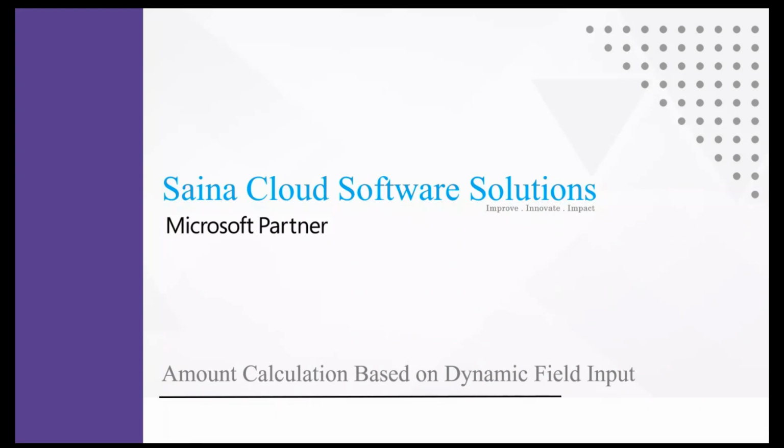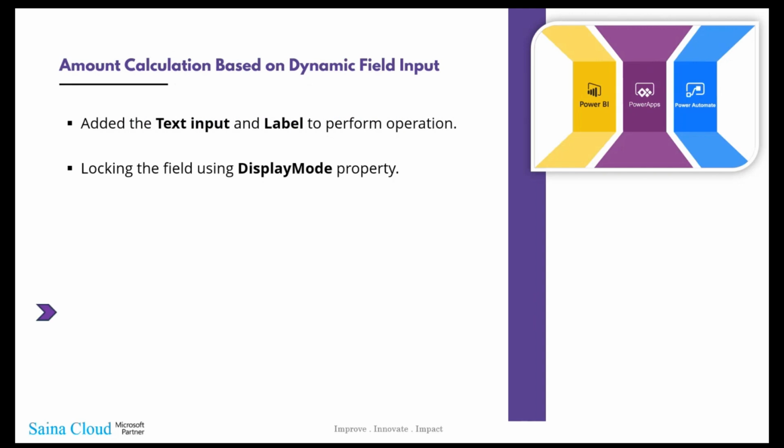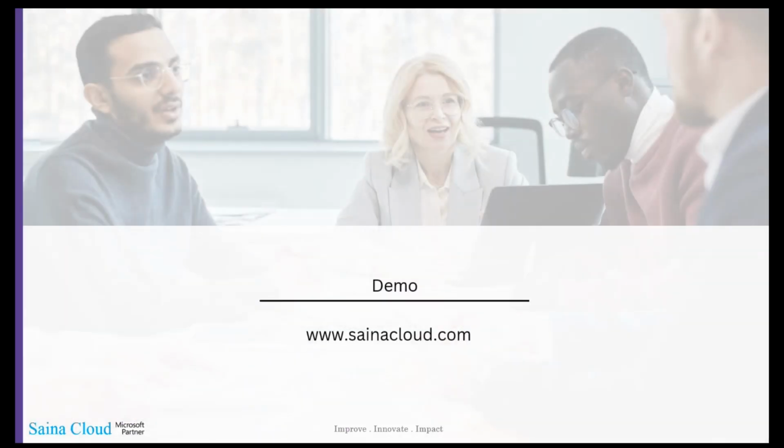Hello everyone. Today my webinar topic is amount calculation based on dynamic fields input. Using text input and label, I am performing the operation, and for locking that field, I am using the display mode property in a Canvas app. Let's move to the demo.